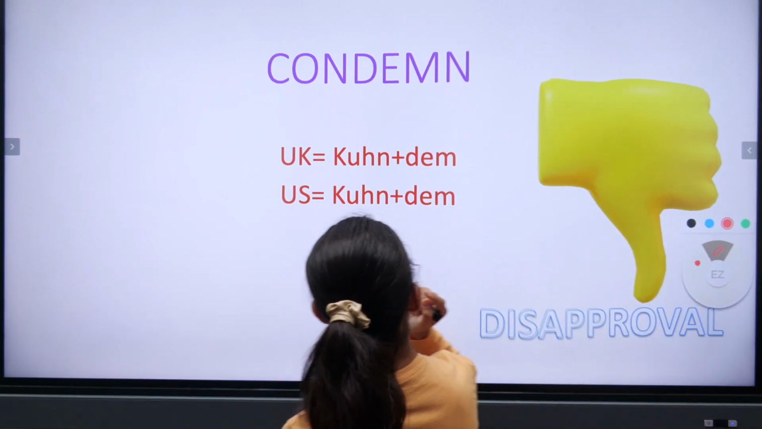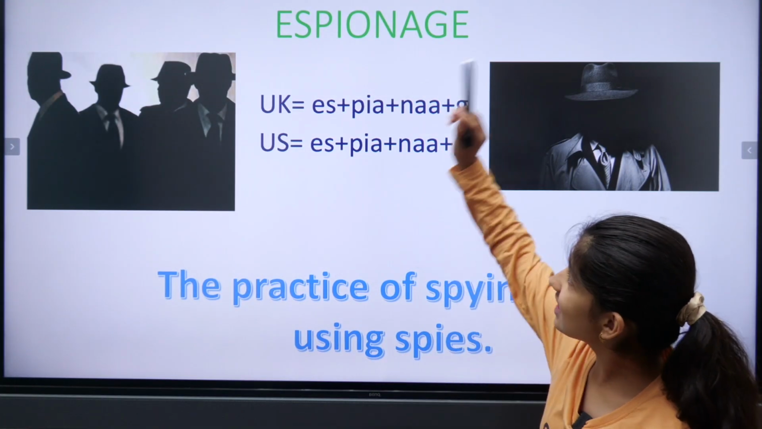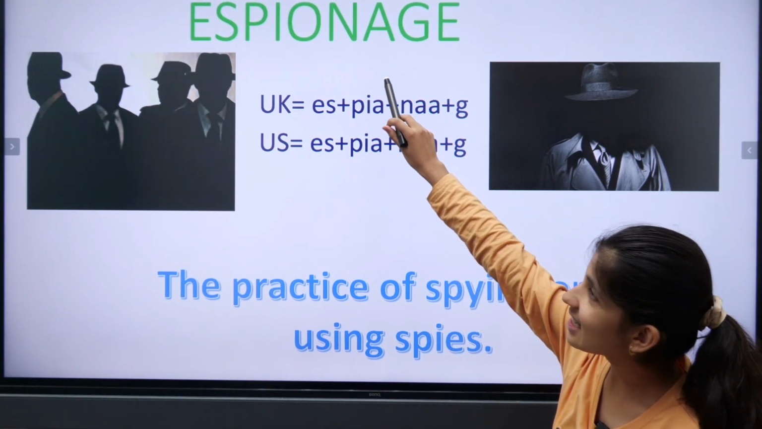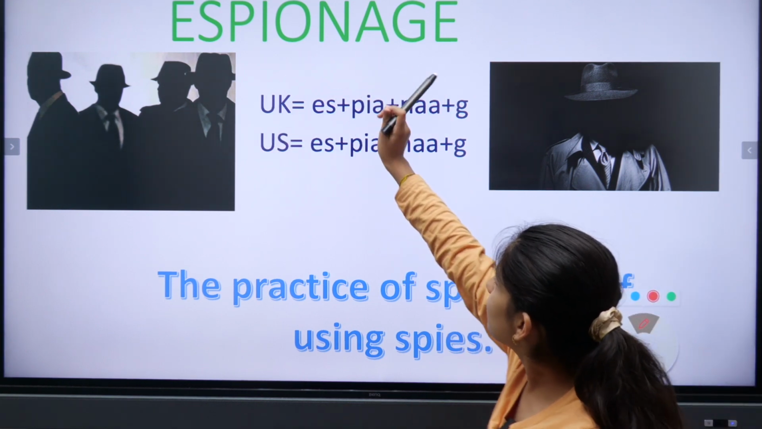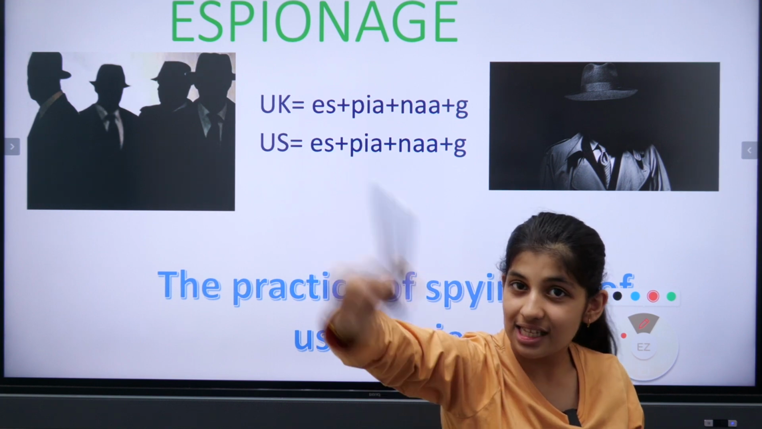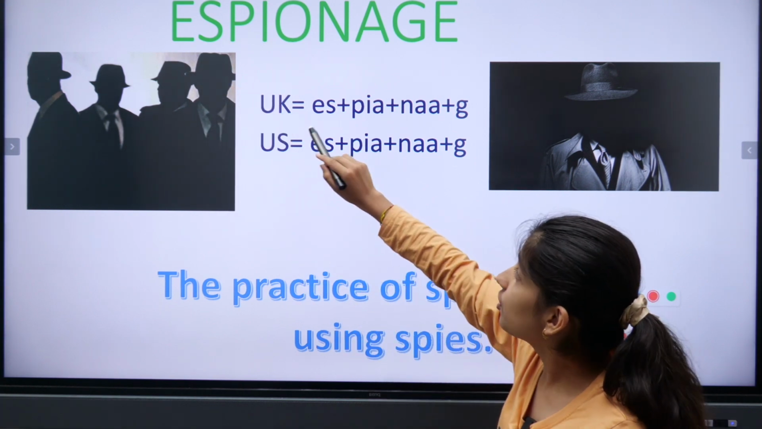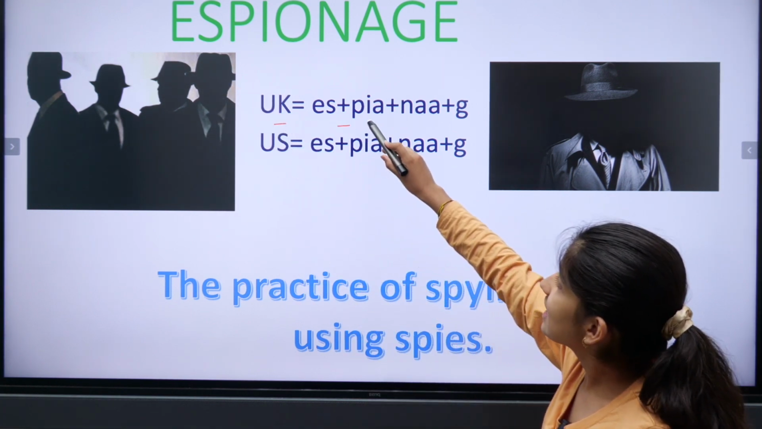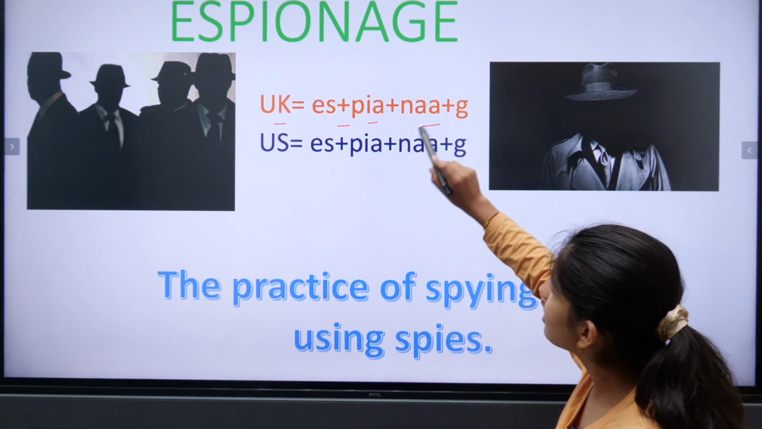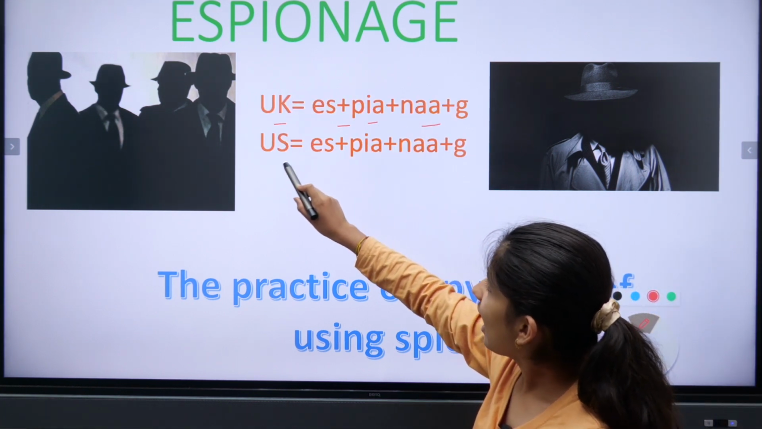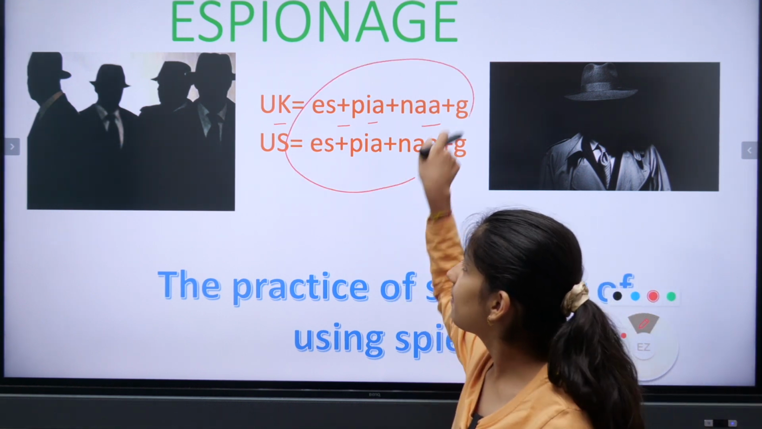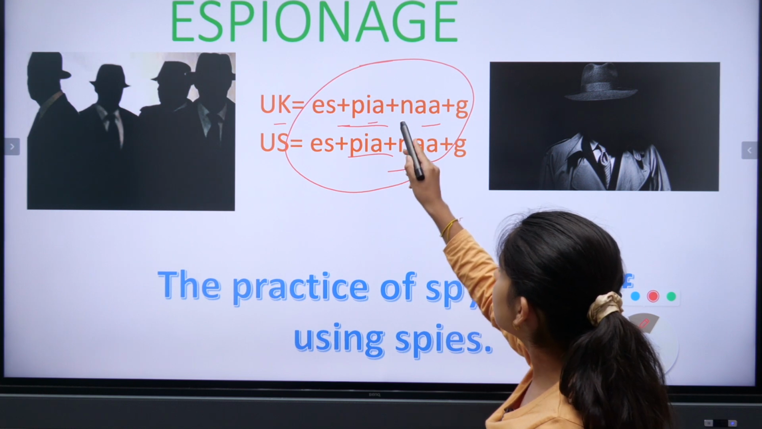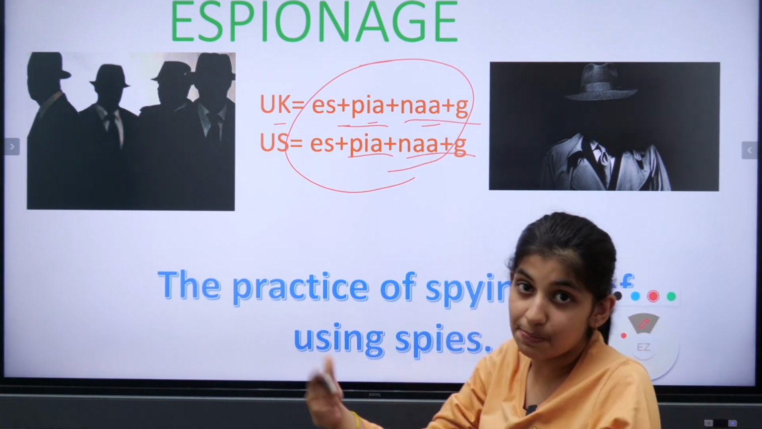So the next word is, what is this? Any guesses? Is this espionage? Am I right? No, I'm wrong. In UK, the correct pronunciation is espionage, with the nage ending. And in US, it is espionage too, which means both of them are the same. It is not the wrong ending, it is nage.